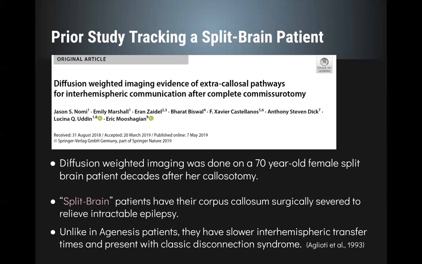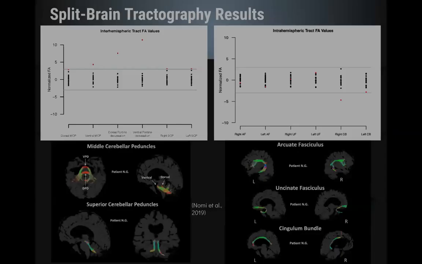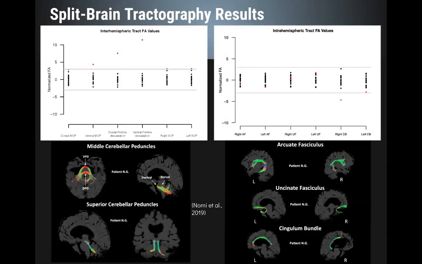So our current study is building off of that. This time, instead of a split brain patient, it was with an agenesis patient, but still the lack of the corpus callosum is the evident feature here. The only difference was that hers was surgically severed. So this is the results of Jason's paper in 2019.